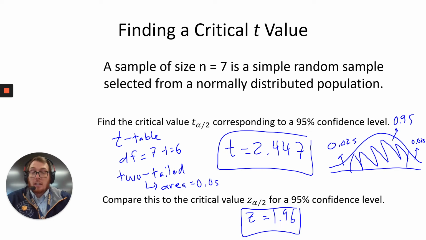Notice that this is a little bit larger than the z critical value that would have been for 95% confidence of 1.96. So really the t-distribution is just going to be slightly larger, and expand our confidence intervals because we're not as confident, because we have this degrees of freedom idea and we don't know the standard deviation of the population.